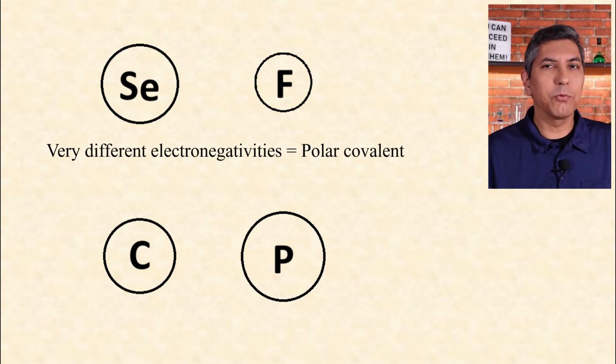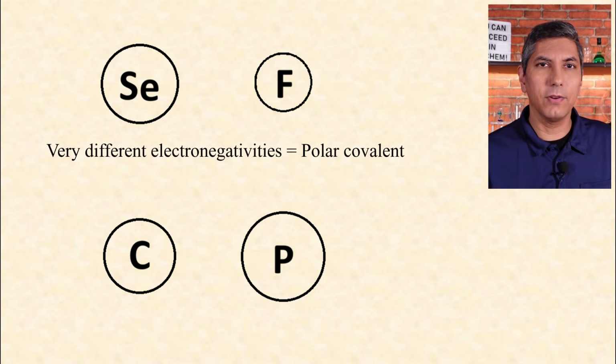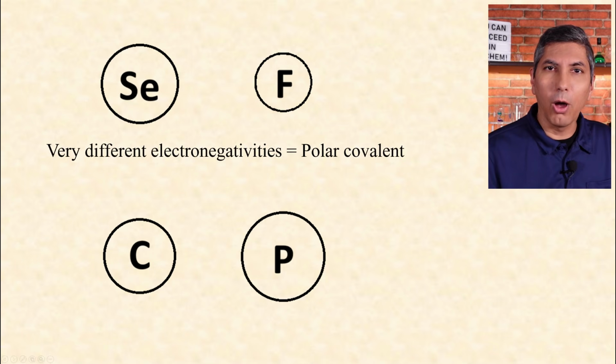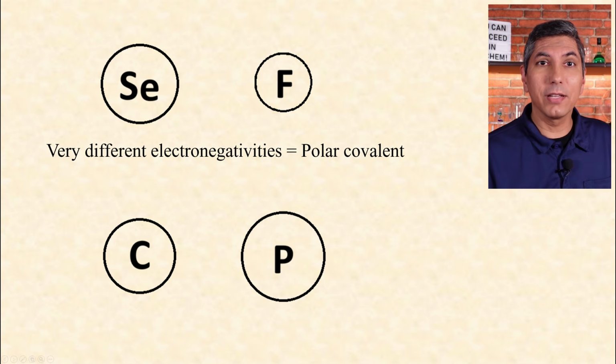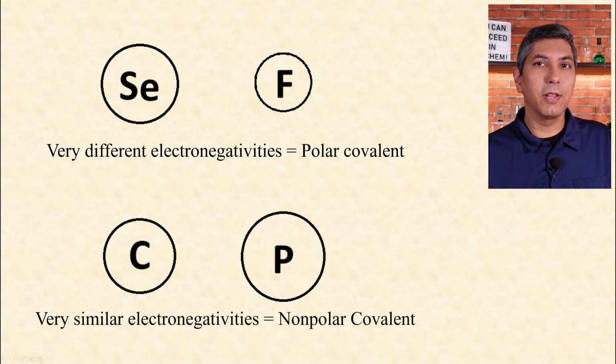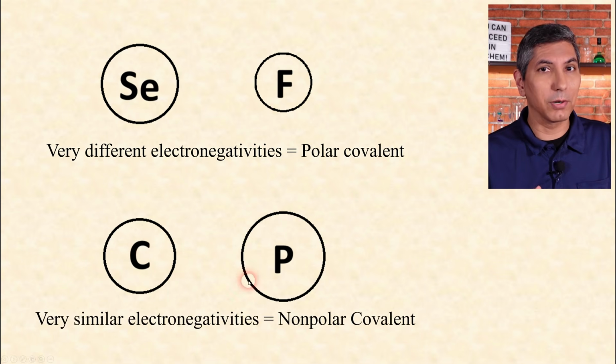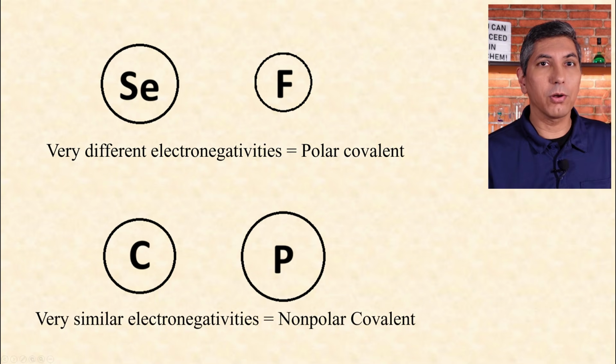If we have 2 atoms with very different electronegativities, like selenium and fluorine, that will be a polar covalent bond, since one of the atoms is hogging the electrons, causing electrons to be shared unequally. On the other hand, carbon and phosphorus have very similar electronegativities, so the electrons in that bond are being shared almost equally. This is called a nonpolar covalent bond.